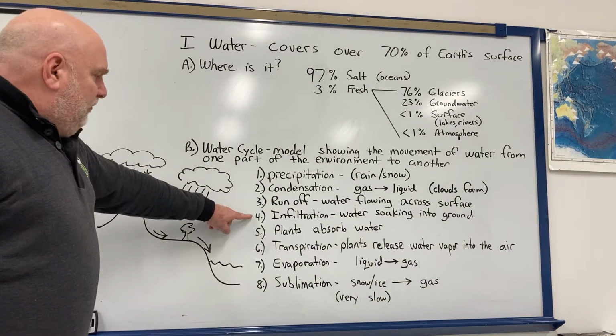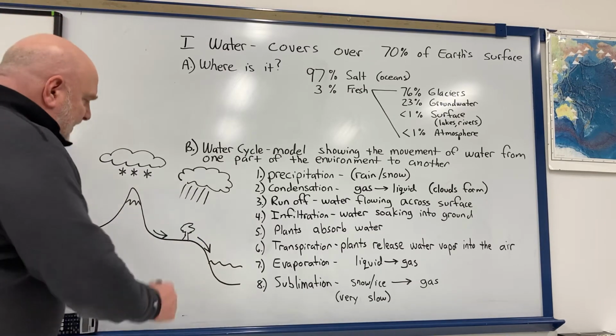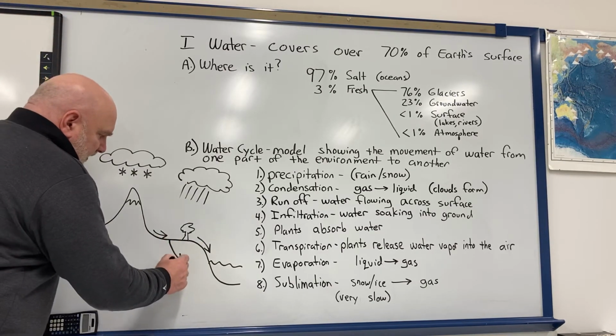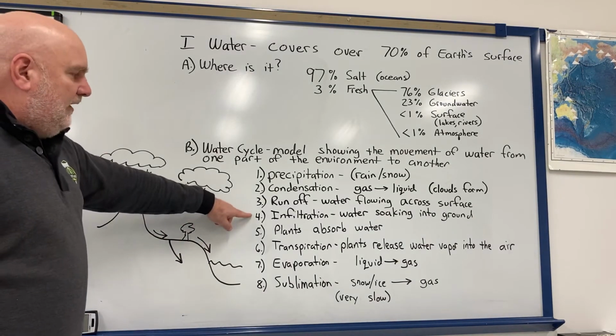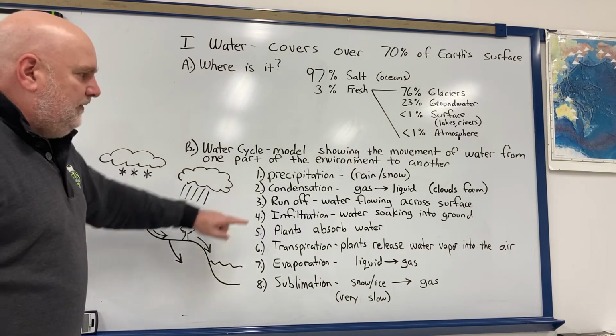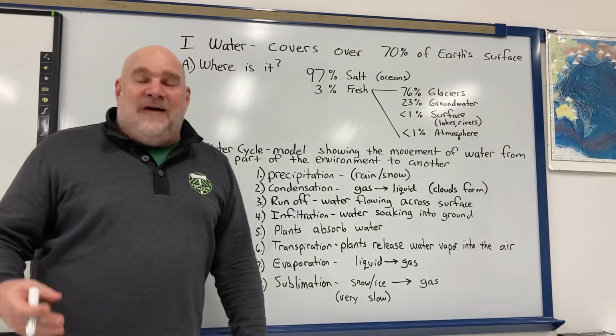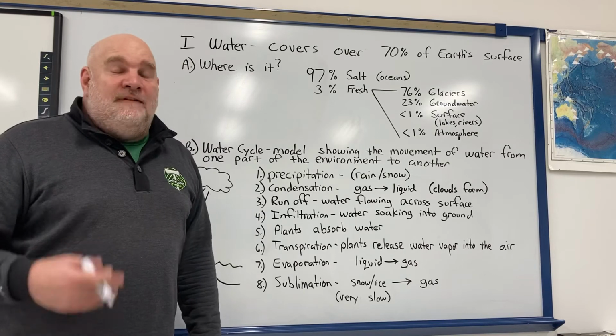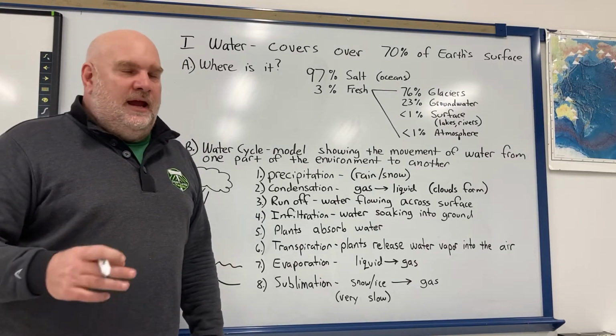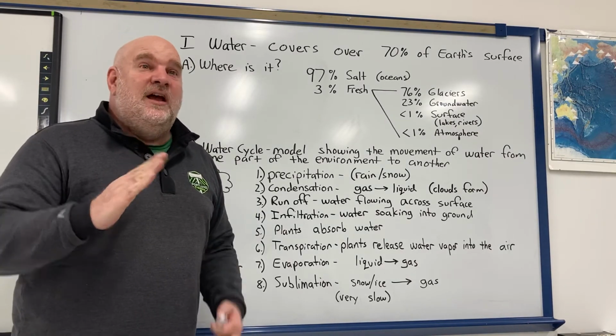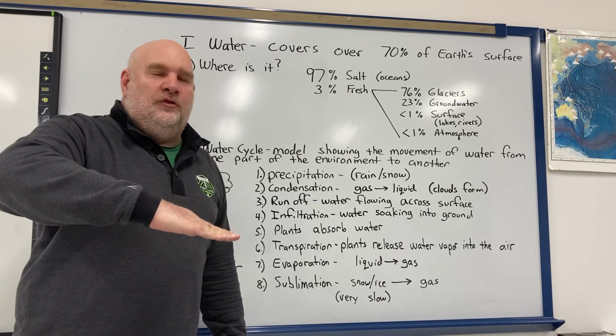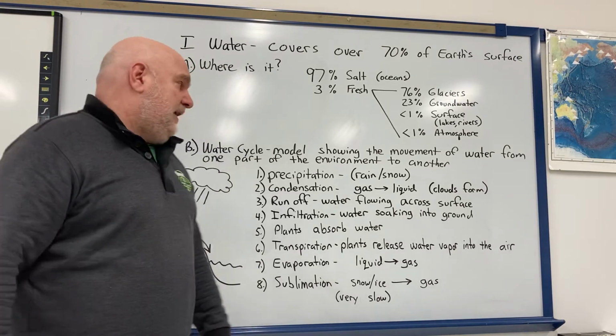Another thing that happens with the rain when it hits the ground is it can soak into the ground. When it soaks into the ground, it's called infiltration. Now, there's a number of factors that affect how much water infiltrates, and again, how steep the land is. When the land's flatter, more water infiltrates. When it's steep, less water infiltrates.